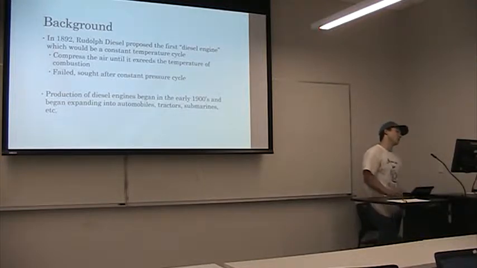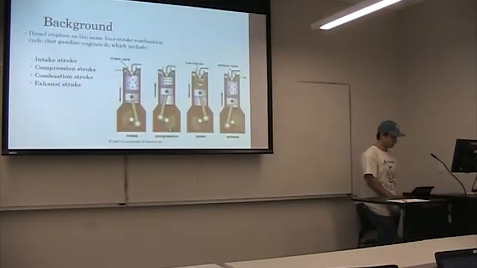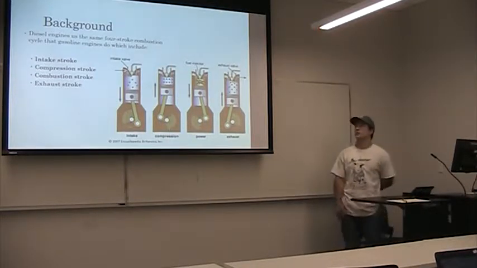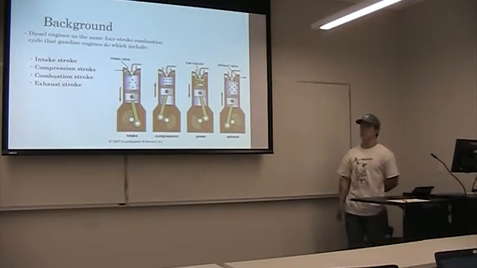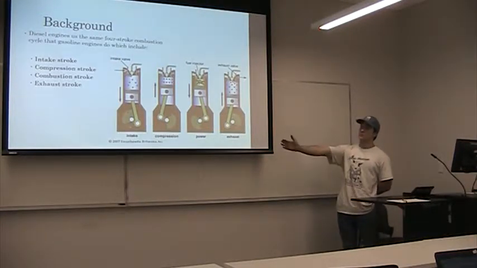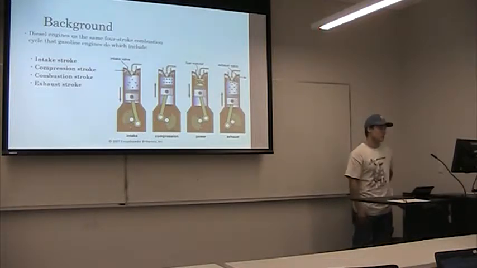Production of diesel engines began in the early 1900s, and they began expanding into automobiles, tractors, submarines, and everything else they are in today. Diesel engines have the same four-stroke process that gasoline engines have: intake, compression, combustion, and exhaust stroke, as shown. Shown on this diagram is a diesel four-stroke process, and you can see where the fuel is injected in the power cycle.